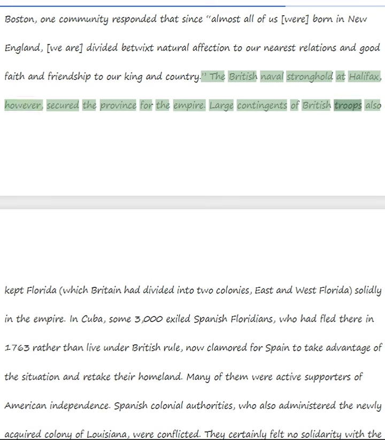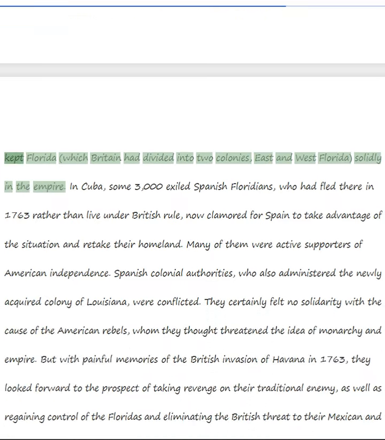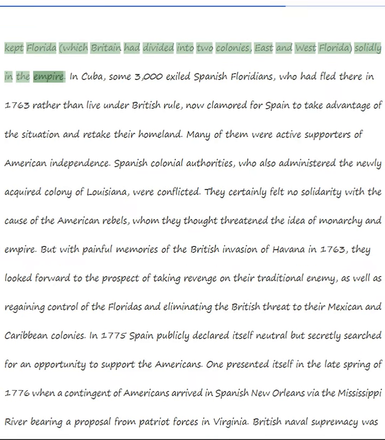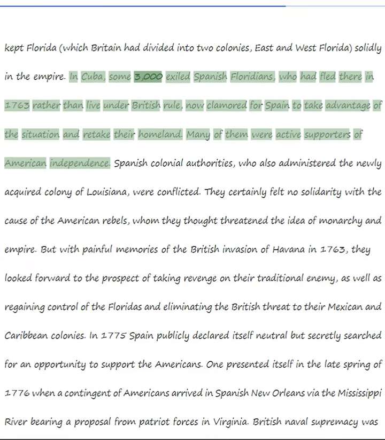Large contingents of British troops also kept Florida solidly in the Empire. In Cuba, some 3,000 exiled Spanish Floridians, who had fled there in 1763 rather than live under British rule, now clamored for Spain to take advantage of the situation and retake their homeland. Many of them were active supporters of American independence.